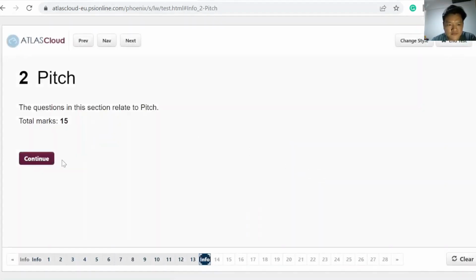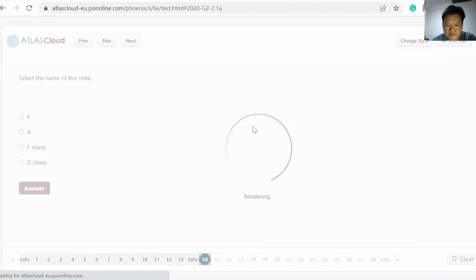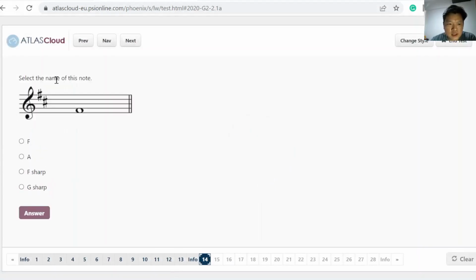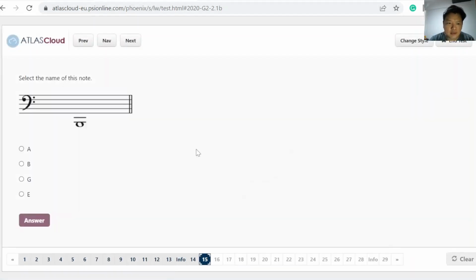Okay, next one is a pitch. Select the name of the notes here. So F note, but don't forget that's the key signature in front here. So you cannot write F note here. You need to select F sharp, right? Because F and F sharp are different notes, so it must be F sharp here.